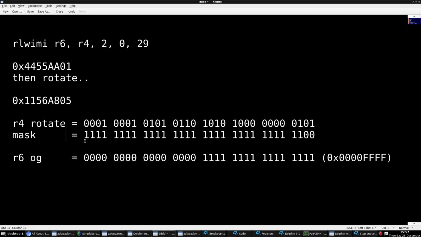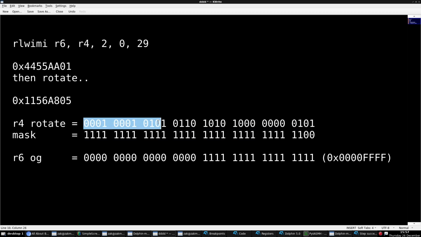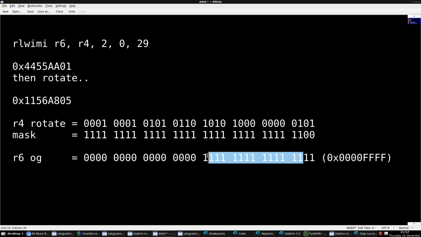So what does this mean? We have bits 0 through 29 in our mask. That means these bits right here will be copy and pasted. They replace the corresponding bits in R6. Then, if the bit in the mask is 0, bits 30 and 31, we do not use the bits in the rotated R4 for bits 30 and 31. We retain R6's value.